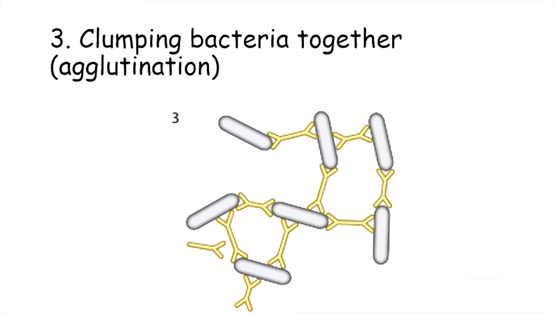The third type of antibodies are the ones that clump bacteria together in a way of agglutination, as shown in the diagram below. Essentially, what they do is they clump bacteria together to immobilize them all and make it easier for the phagocytes or the macrophages to devour them whole.